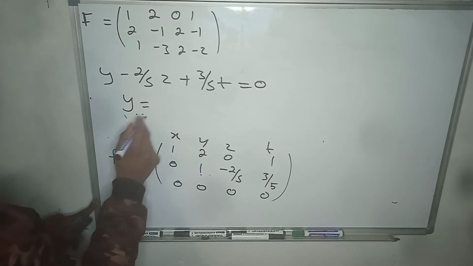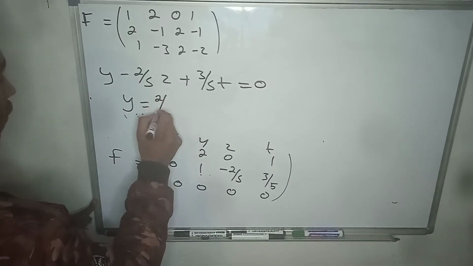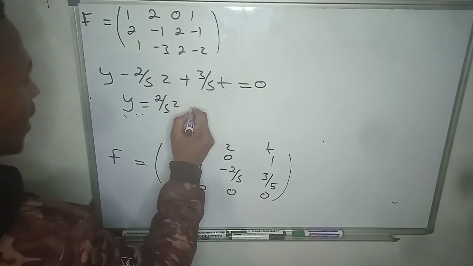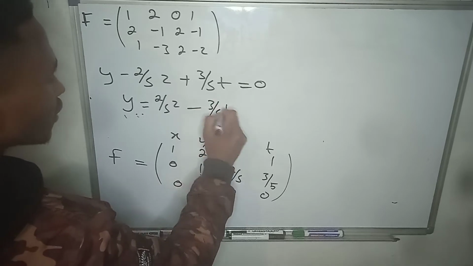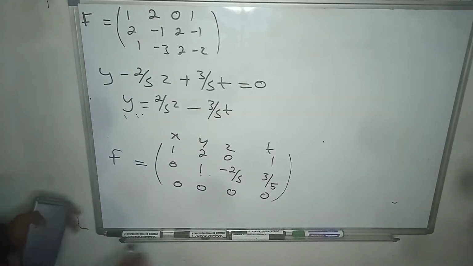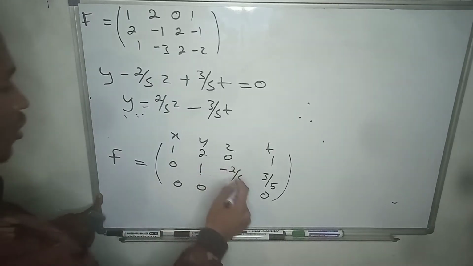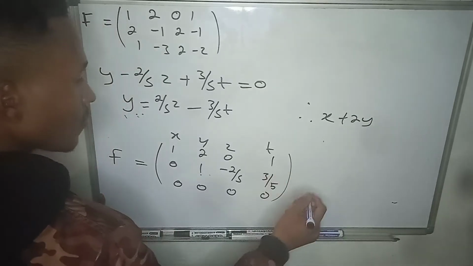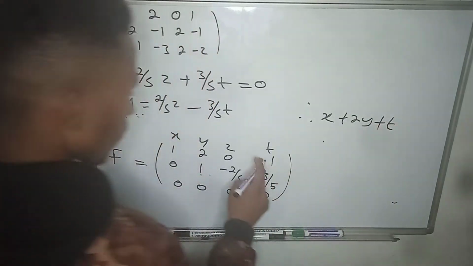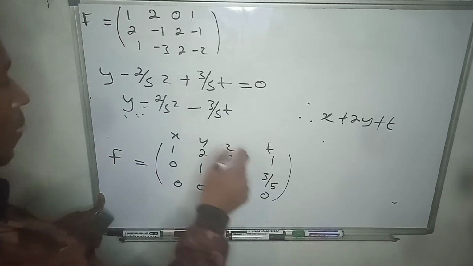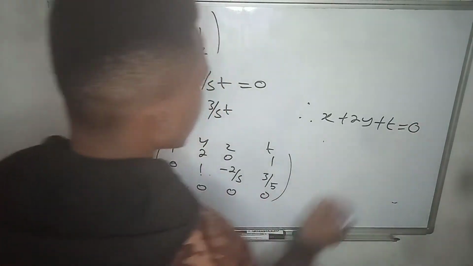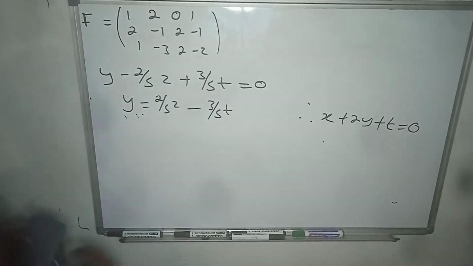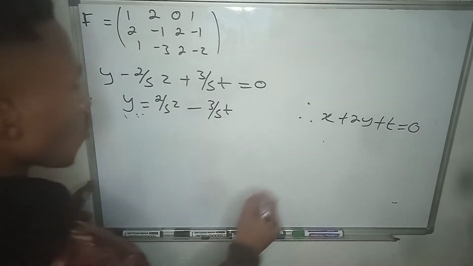So my y will be 2 over 5z minus 3 over 5t. So this is what I'm going to have. So how about this one? This one will just be x plus 2y plus t, which is equal to 0. That's what I'm having right there. So this is what I can do.